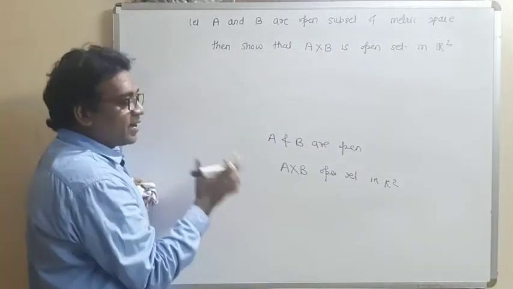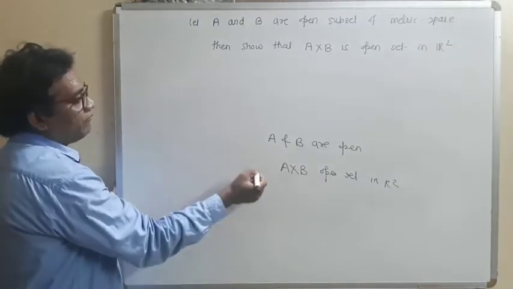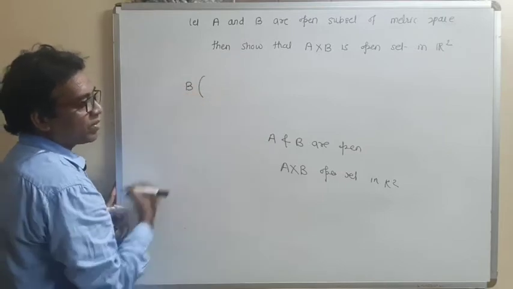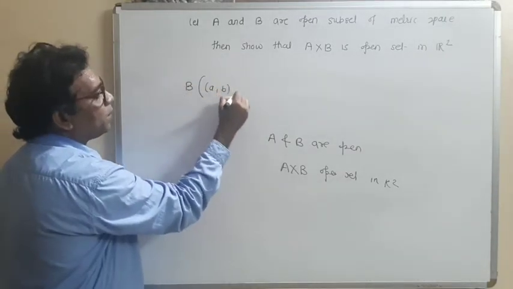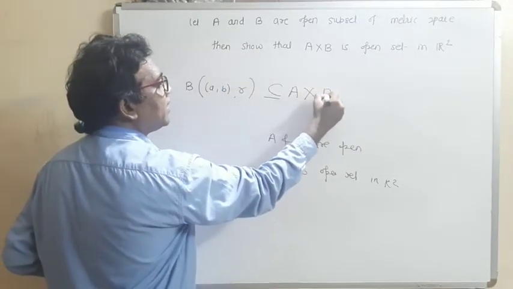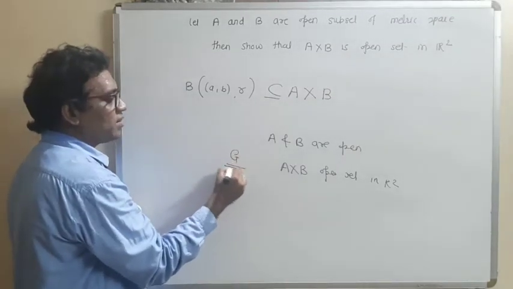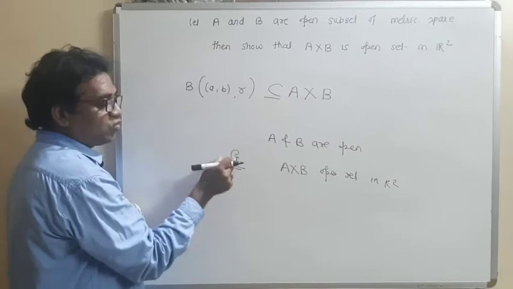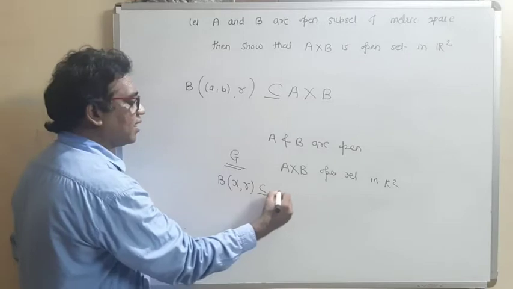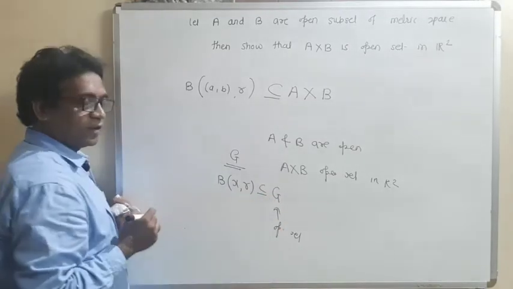Now see what is the basic idea for showing an open set. Open set means we have to find some open sphere B with center at (a, b) and radius r, and show that this open sphere is contained in A cross B. What is the basic idea? If you want to show that G is an open set, how to show it? Find some open sphere B with center at x and radius r, show that it is contained in G, then and only then G is called an open set.